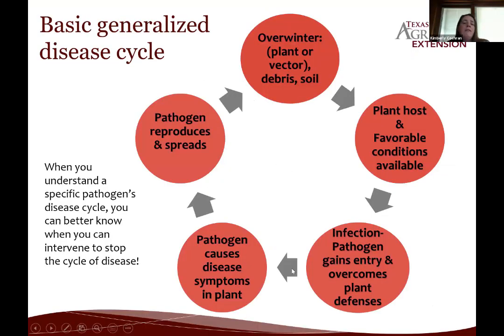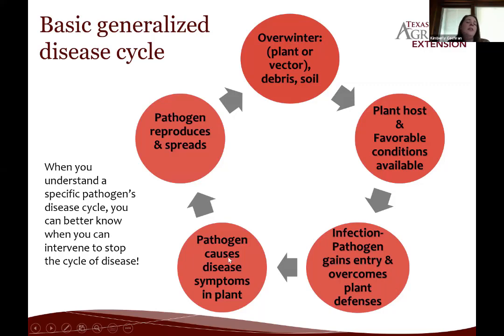All right, so a very basic generalized disease cycle here. This is just to show you the general life cycle or disease cycle of any given pathogen. Most pathogens will overwinter or have a state of being at rest. And this can occur in plants and plant debris, like living plants or dead plants. It can occur in the soil. And once conditions are favorable and a plant host is available, the pathogen will then attempt to infect the plant. And if it overcomes plant defenses and gains entry, then infection actually occurs.